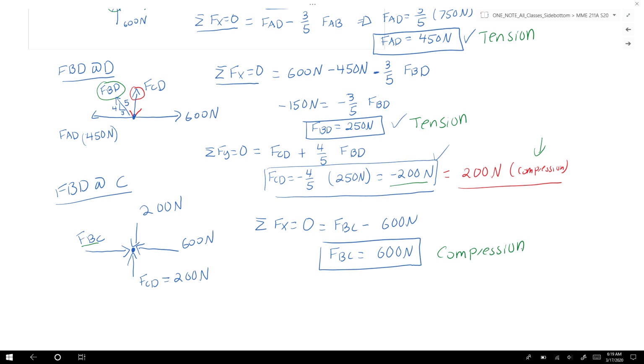Please practice some of your homework problems, but they follow this exact same procedure where you just go from joint to joint, where you have at least one known force and two unknown forces at most, and you can solve for the unknown forces within the joint. And then once you have those unknown forces, you can go to the surrounding joints and solve for the unknown forces that are left in the truss. All right.